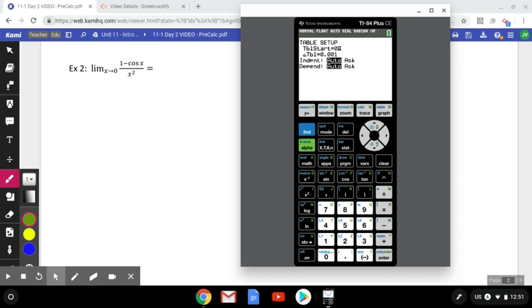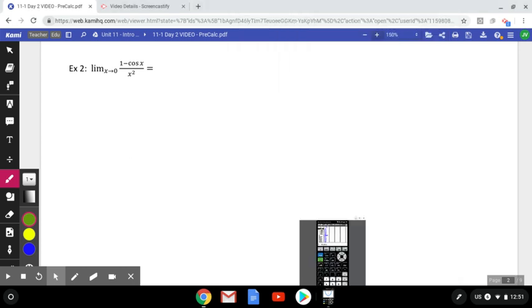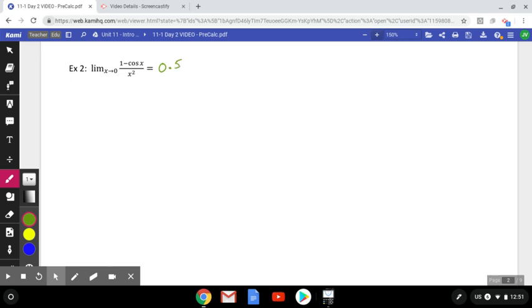Once we've set our table up, we can go to second graph, which is the table. And you can see here, if you cursor up or down a little bit, right around 0, that missing value is 0.5 or 1/2. So we'll write that down as our answer here, 0.5.